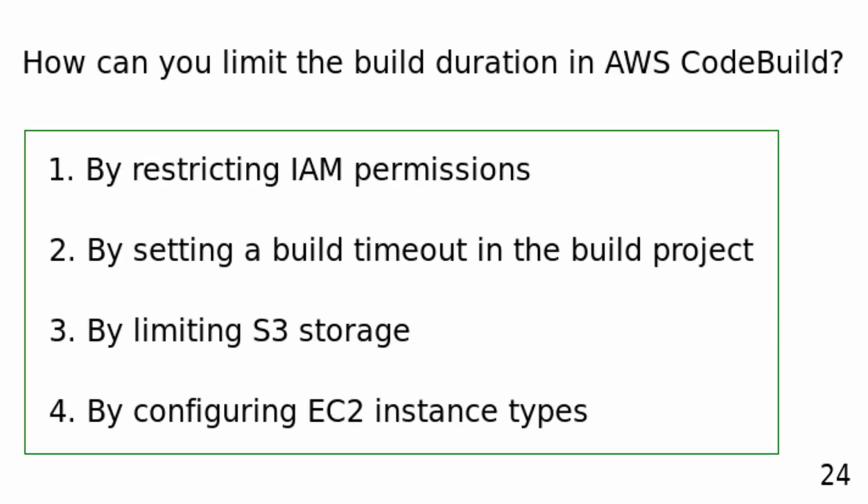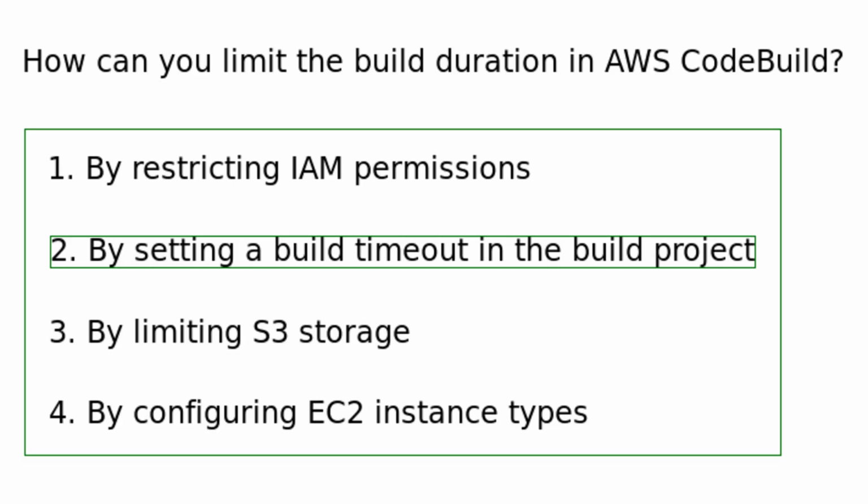How can you limit the build duration in AWS CodeBuild? By restricting IAM permissions. By setting a build timeout in the build project. By limiting S3 storage. By configuring EC2 instance types. You can limit the build duration in AWS CodeBuild by setting a build timeout in the build project configuration.